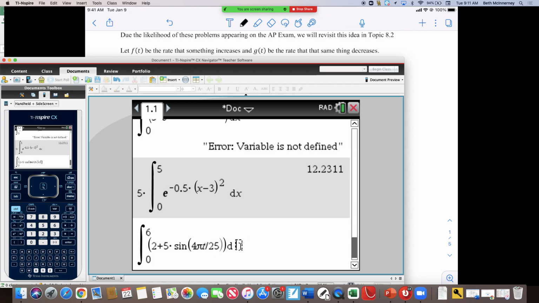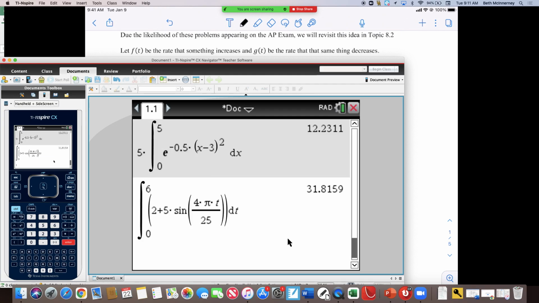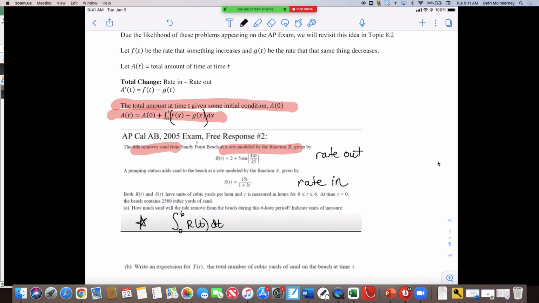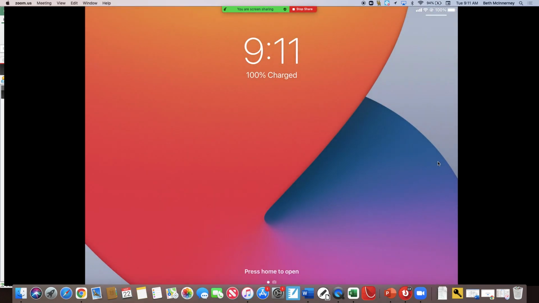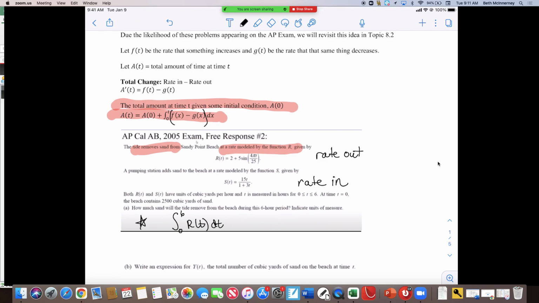Now, I chose the letter T. You could do X instead, but then it has to be DT or DX, depending on which letter you choose. Oh, there, it did it just fine. Can you see that? Okay. So, then let me go back here. So this is 31.816.